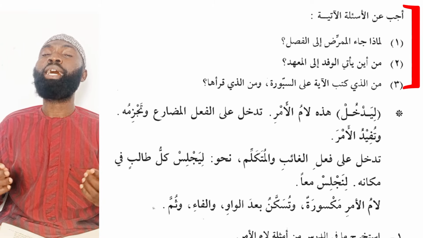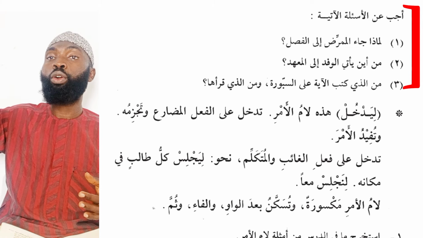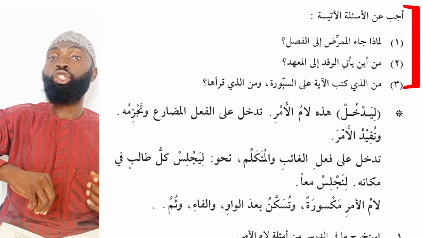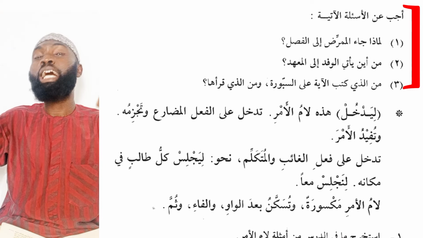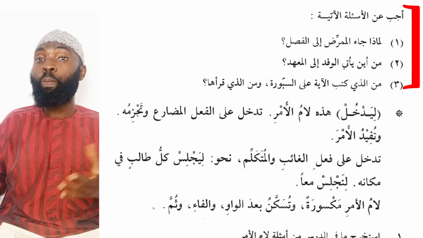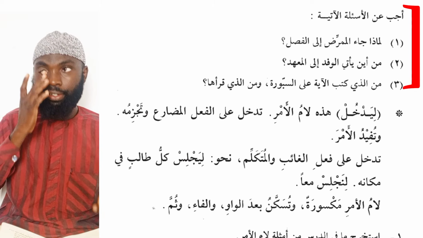Number 2, we have من أين يأتي الوفد إلى المعهد؟ Where is the group coming to the institute? Where are they coming from? We say يأتي الوفد من إحدى جامعات Nigeria. This group is coming from one of the universities of Nigeria.